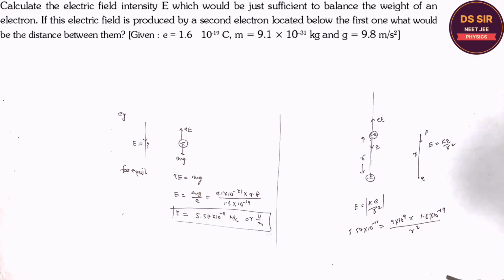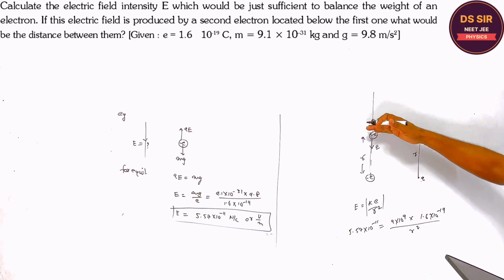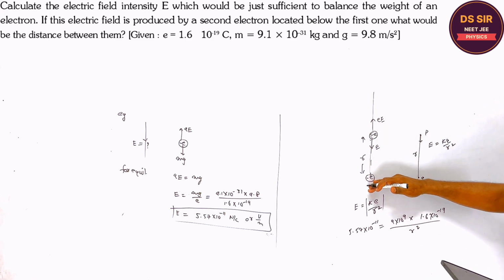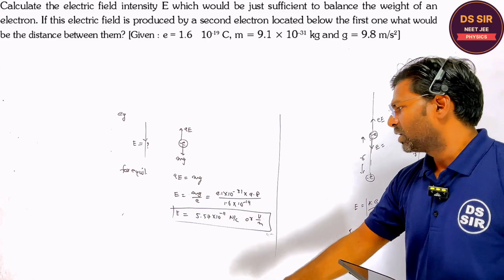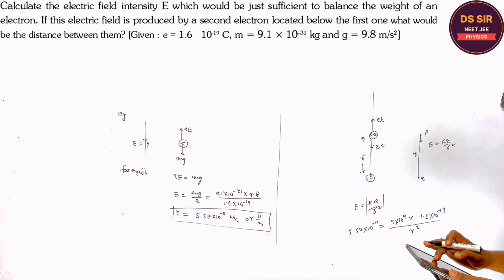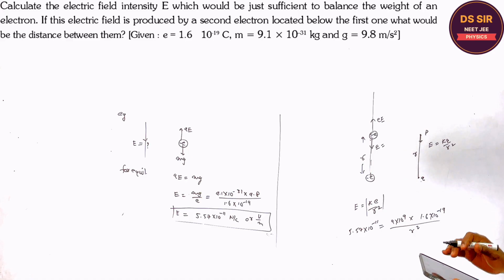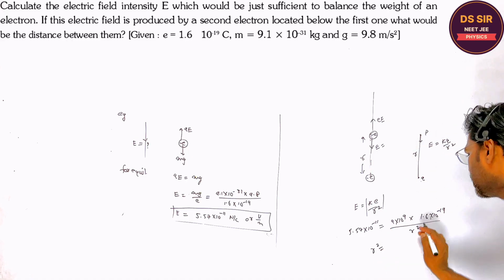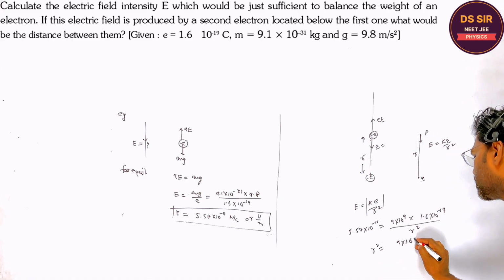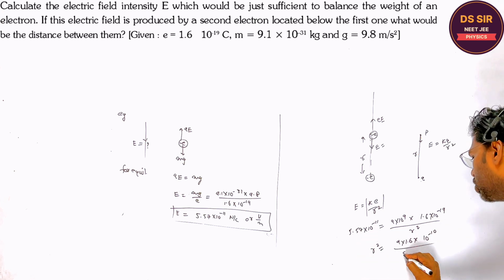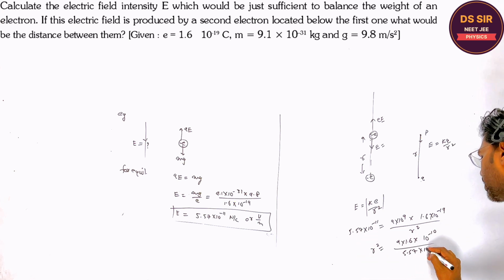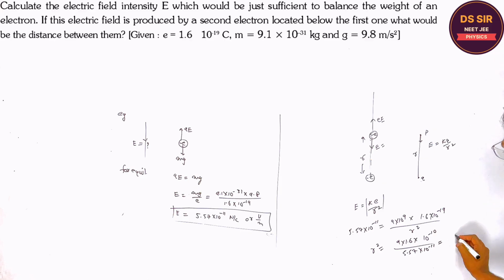So this distance you have to find, below which an electron is to be placed so that it may produce the electric field equal to this. Is it clear or not? So therefore the r square is 9 into 1.6 into 10 to the power minus 10, in the denominator 5.57 into 10 to the power minus 11. It is equal to what?